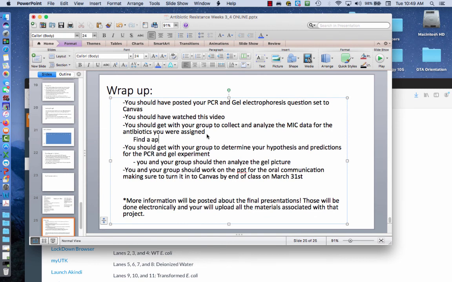You should find a paper on your antibiotics if you haven't already done so. You should then get with your group to determine your hypotheses and predictions for the PCR and gel experiment. And then you and your group should analyze the gel picture. You and your group should work on the PowerPoint for the oral communication, making sure to turn it into Canvas by the end of class on March 31st.